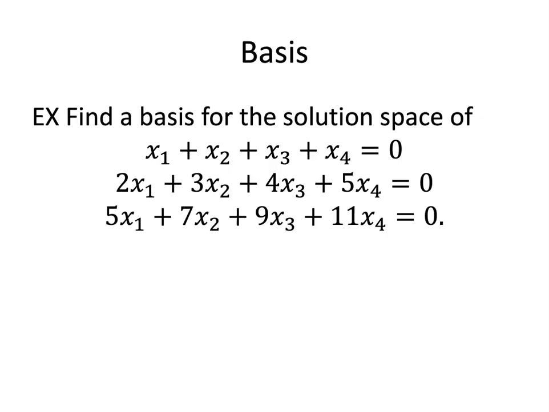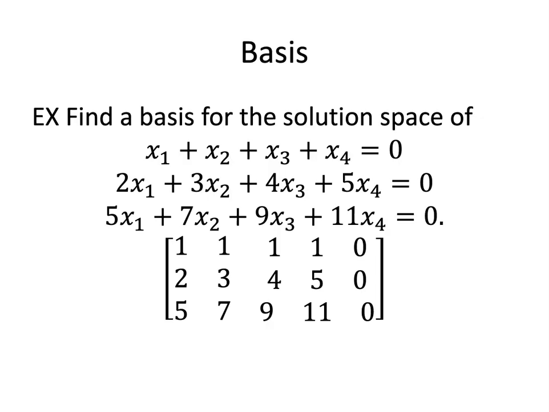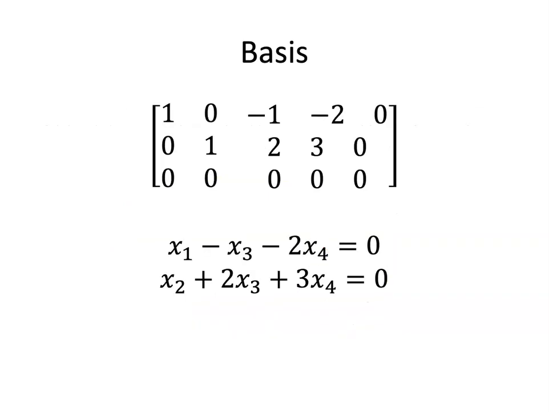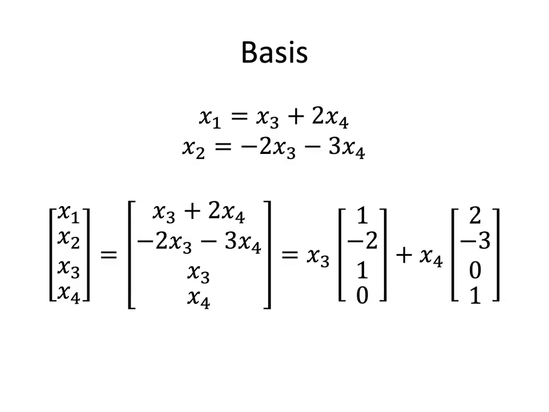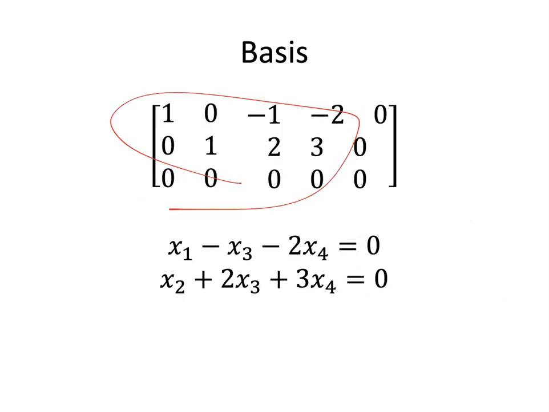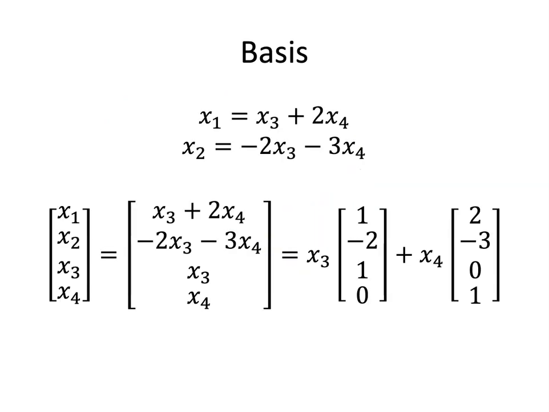Find a basis for the solution space of this system of equations. Okay, so what we do is represent this system as an augmented matrix like this. We know how to do this. And then we get it in reduced row echelon form like this. So in other words, we have x1 minus x3 minus 2x4 equals 0, x2 plus 2x3 plus 3x4 equals 0. Now we move these free variables, x3 and x4, to the other side of the equation, and we end up with this: x1 equals x3 plus 2x4, x2 equals negative 2x3 minus 3x4.